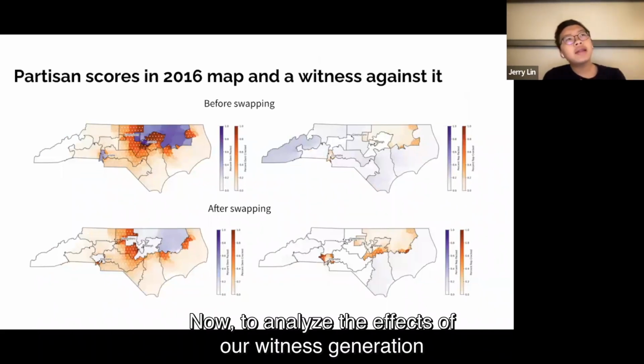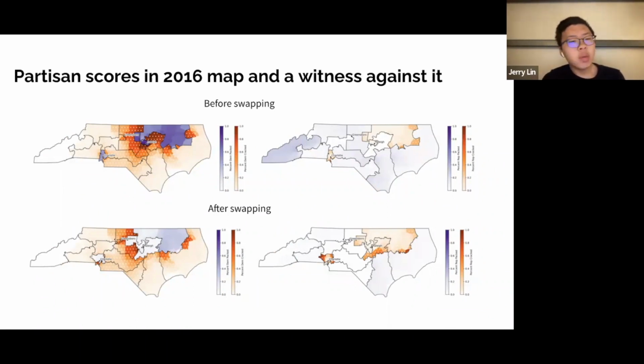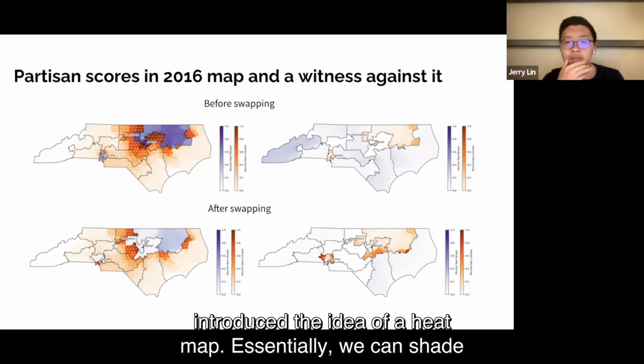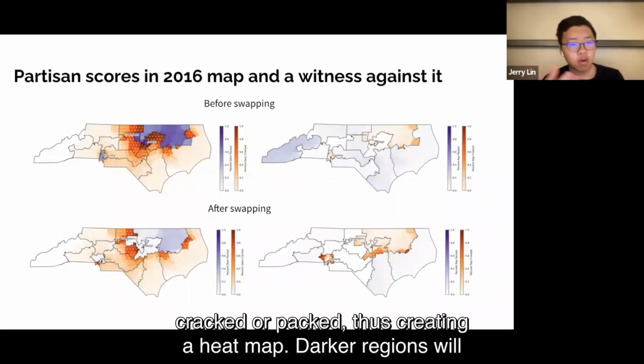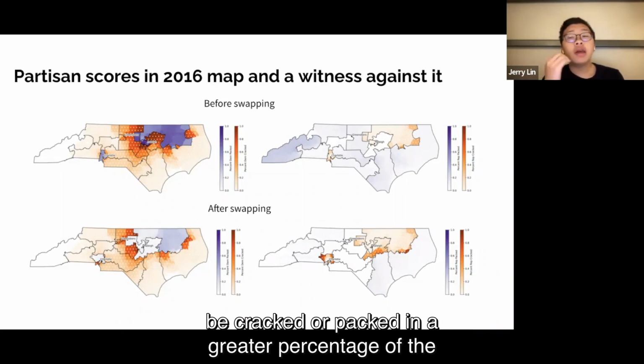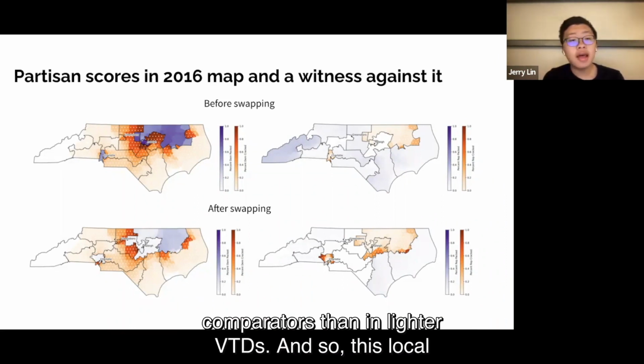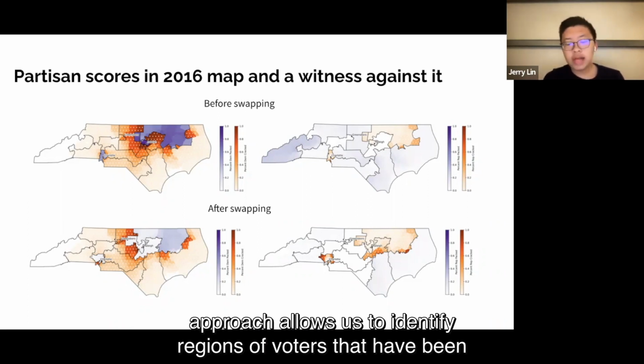Now, to analyze the effects of our witness generation algorithm, our simulated annealing algorithm, we introduced the idea of a heat map. Essentially, we can shade each VTD with color based on what percentage of the time it's cracked or packed, thus creating a heat map. Darker regions will be cracked or packed in a greater percentage of the comparators than lighter VTDs. And so this local approach allows us to identify regions of voters that have been impacted by cracking or packing.